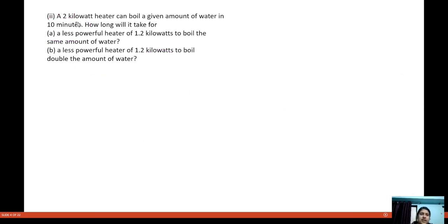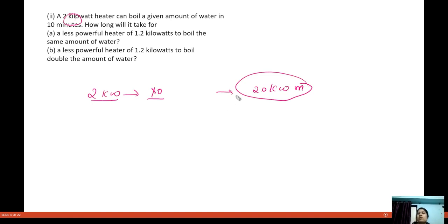See what we actually did in this question. A 2 kilowatt energy heater is giving 2 kilowatt energy for how many minutes? 10 minutes. So in total we need 20 kilowatt minute of energy to boil a certain amount of water. Now it is saying a less powerful heater is used. This less powerful heater will take a longer time to heat water. So you could have done this in this way also.